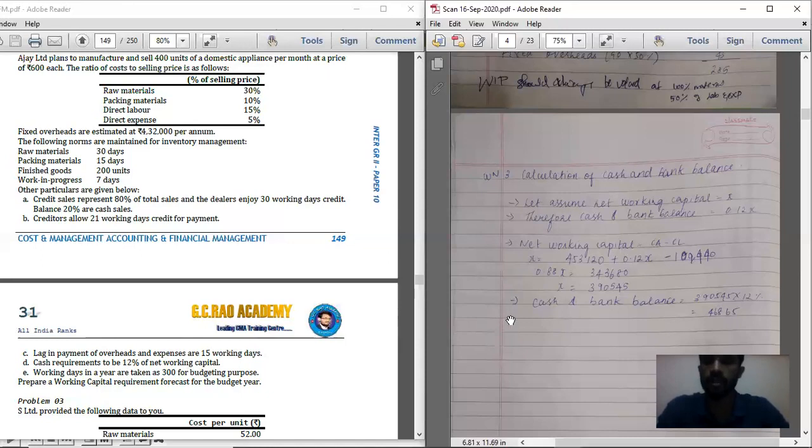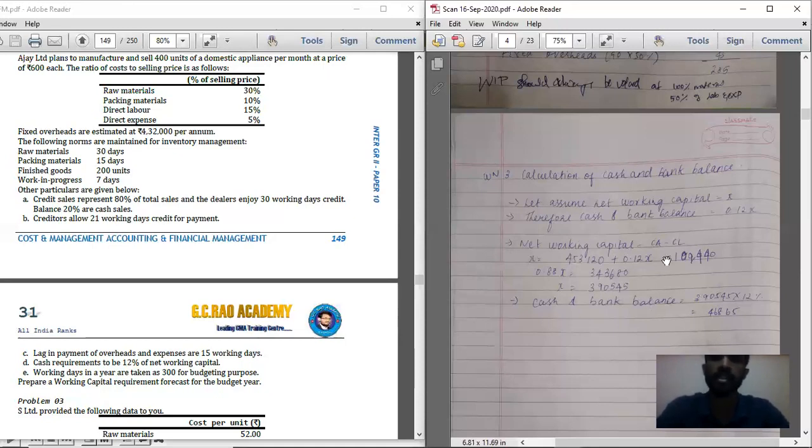So below that, fourth arrow mark, cash and bank balance is equal to 3,90,545 into 12%, which is equal to 46,865. So cash and bank balance we have found is 46,865, and net working capital is 3,90,545.